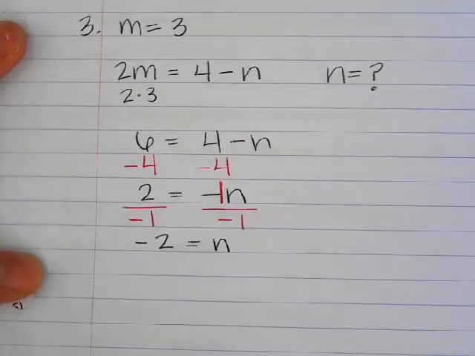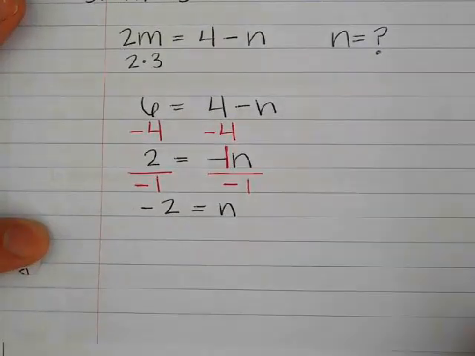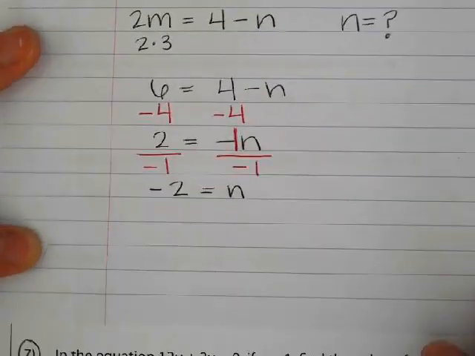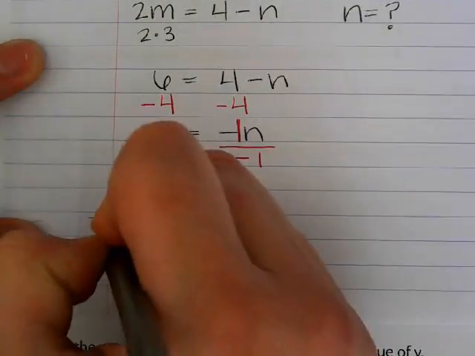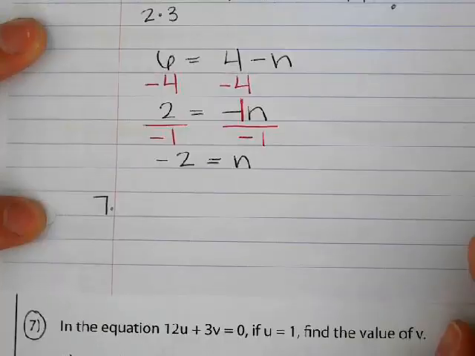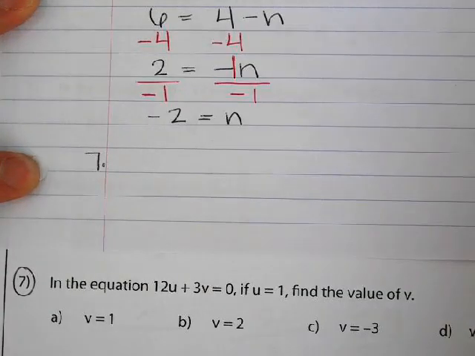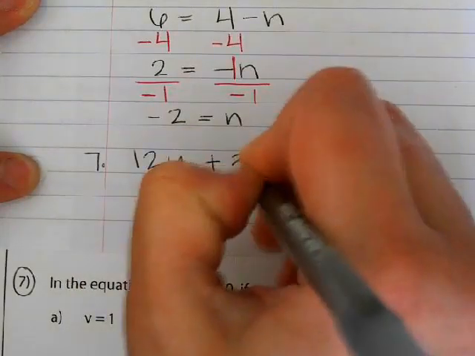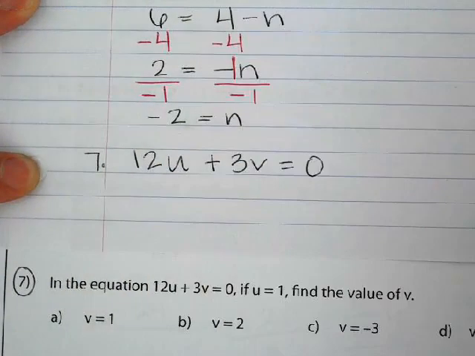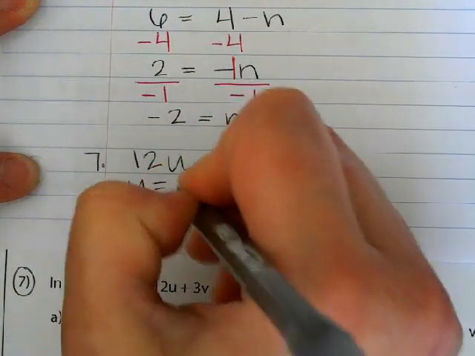Okay, so 7 is very similar to number 3. It says 12u plus 3v equals 0. And they told you that u is 1, and they want you to find out what v is. So if u is 1, how do you start off the problem?